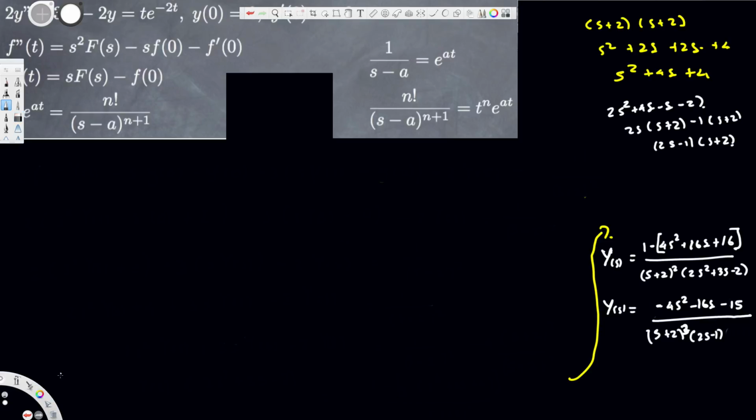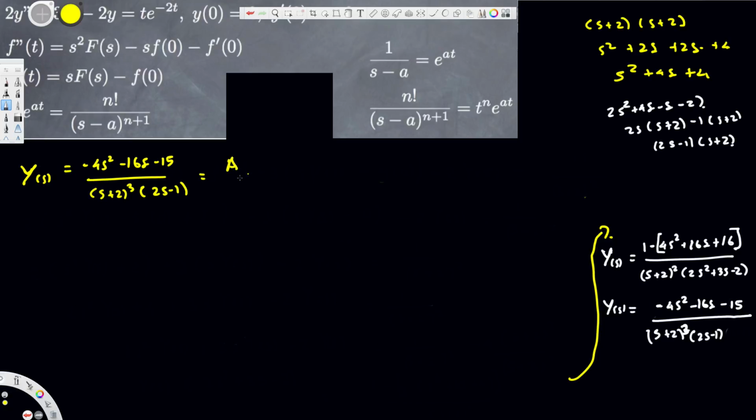So here we had to do the partial fraction decomposition of this one. Let's write this function first. Y of s is equivalent to negative 4s squared minus 16s minus 15, divided by (s plus 2) cubed times (2s minus 1). When we have (s plus 2) cubed, we have to write each term: s plus 2, then (s plus 2) squared, and then (s plus 2) cubed. We have to write everything, right? That's one thing you have to remember. Let's go ahead and write this one.